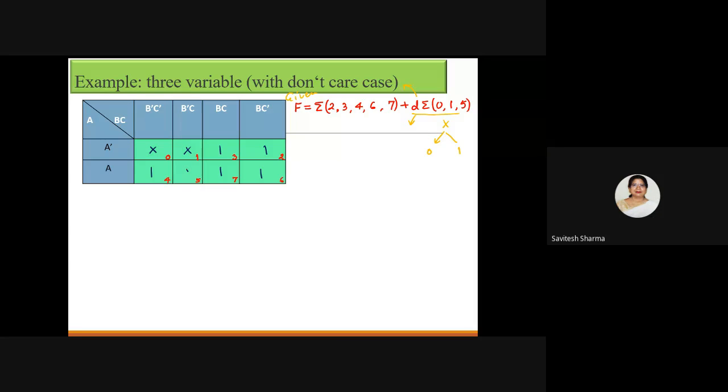Okay. So for 0, 1, 5, I am writing cross. And this is now the mapping. Mapping is over. Then I will write the function. So first I will see if any octet is forming. I see that if I assume these X as 1, an octet can be formed. So I will assume it as 1. So the answer will be 1. So this is my final minimization expression.